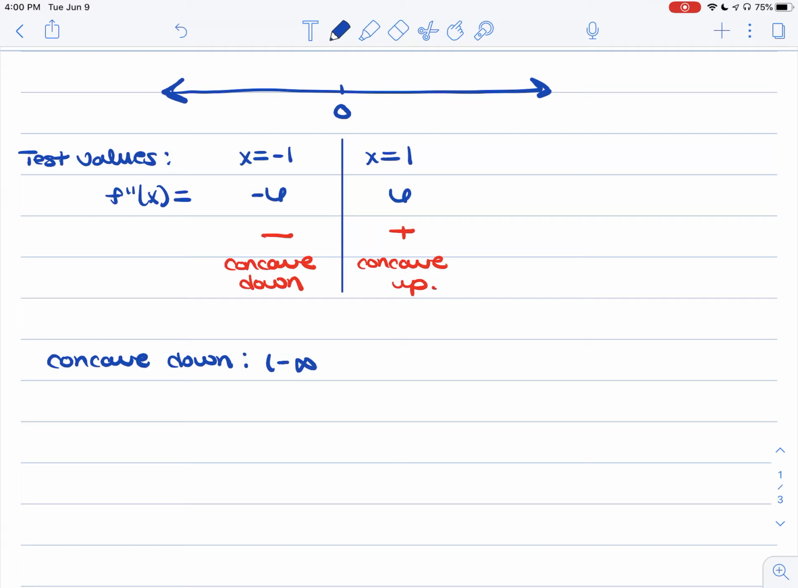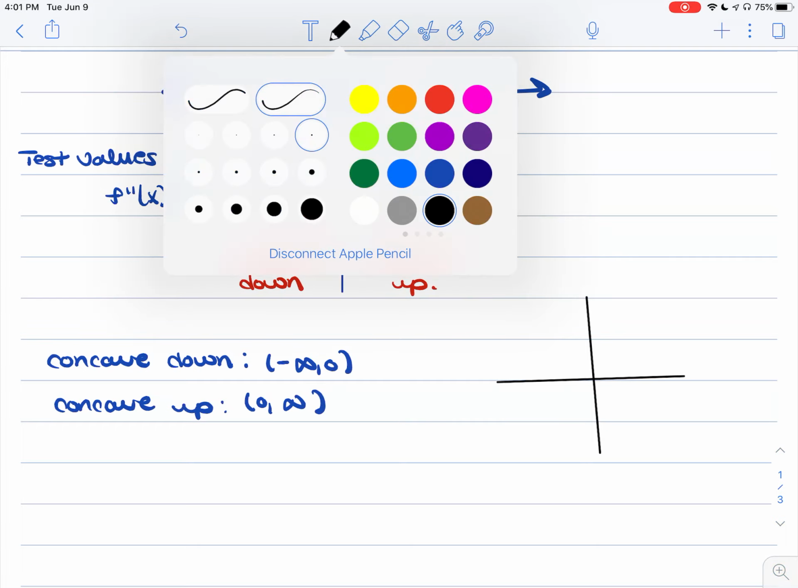Okay? So if we want to write this out as an interval, we would say our function is concave down on the interval -∞ to 0, and it's concave up on the interval 0 to infinity. Right, and if you just take a second to think about the graph of this function, which I'm not actually asking us to do in this problem, but just to think about it real quick.